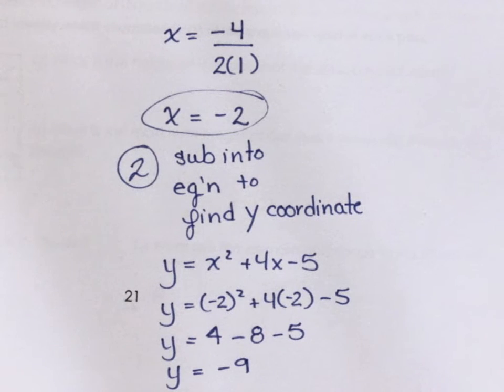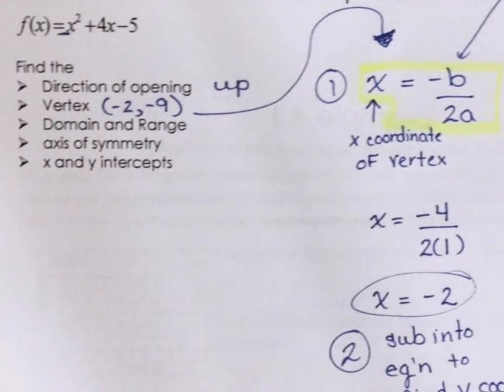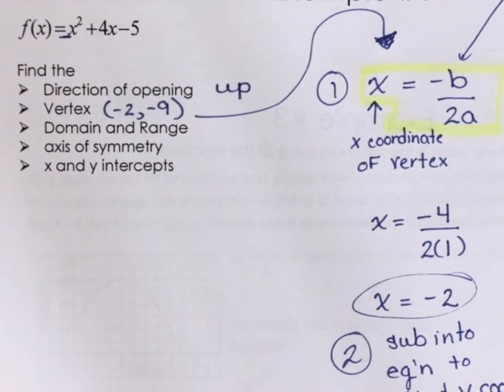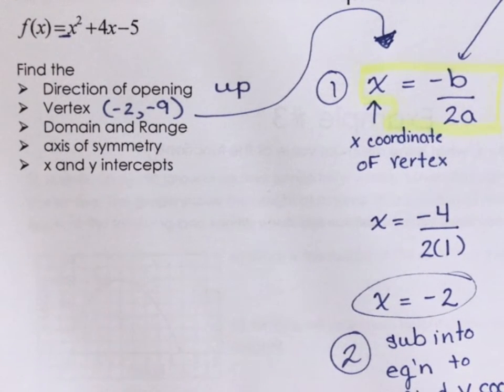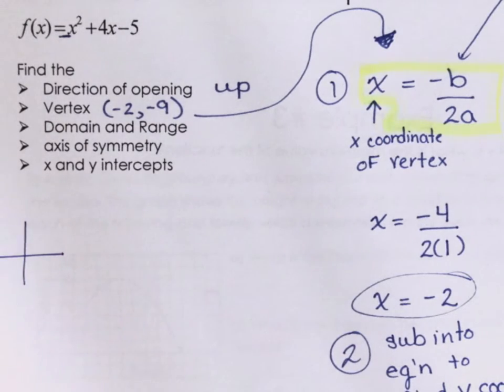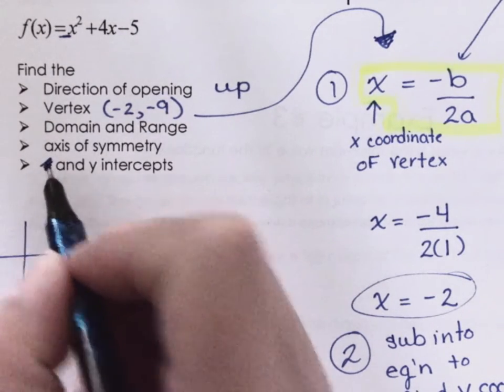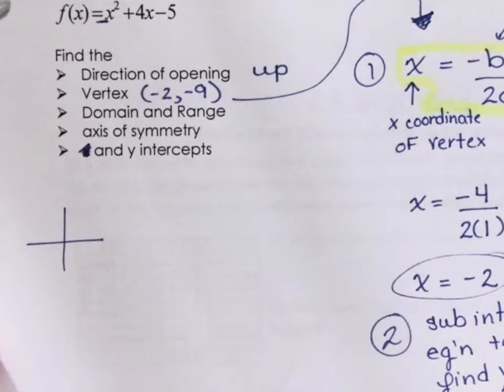All right, let's talk about domain and range. Now, for some of you, if you're not a visual person like myself, drawing the picture is going to help you, just a rough sketch. You know what? I don't think we're going to find the x-intercepts today because we have to factor, and that's a chapter 4 thing. So I'm just going to leave that off for right now.